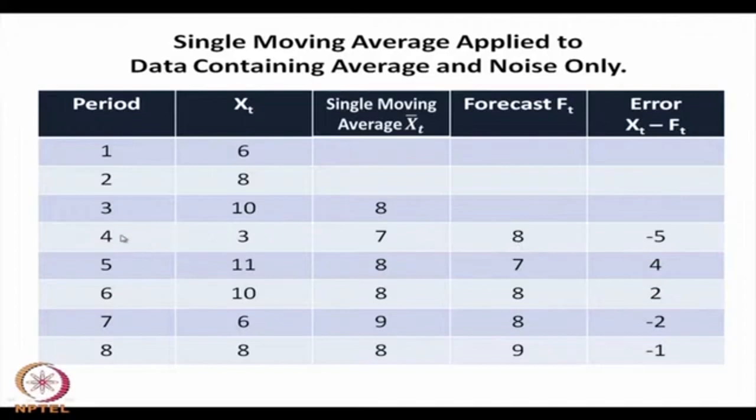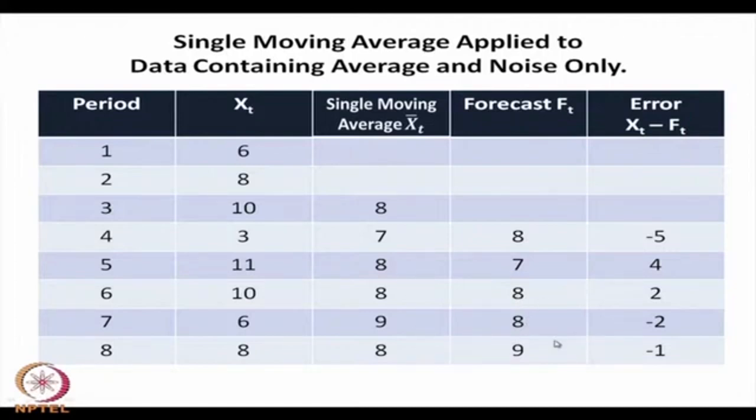And when we come to period 4, we shall discard this one, we shall instead include this in our consideration. So, we will consider the values 8, 10 and 3. That makes it 11 plus 10, 21 divided by 3 is 7. So, that is the moving average value calculated at time point 4, and this is taken as the forecast for the next time period. Similarly, we go to the next time period 5, we will consider again the three recent data points 11, 3 and 10, that is 24 divided by 3 is 8. So, we take this as the forecast for the next time period.